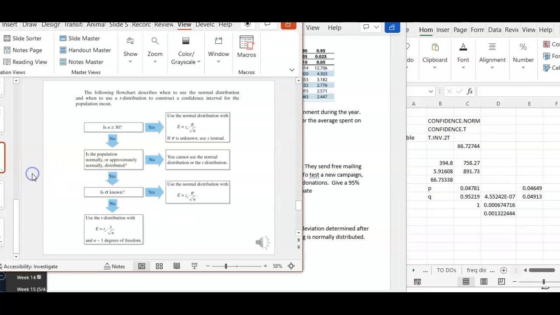So let's go to the flow chart to determine what we can use. Is n greater than or equal to 30? Well, n is our sample size. Our sample size is 5. We grabbed information from 5 visits to the gas station, so no, it is not greater than or equal to 30. Is the population normally or approximately normally distributed? We're told in the question that miles per gallon is normally distributed, so the answer is yes. Is a population standard deviation known? No, it is not. We have a sample standard deviation, so the answer is no. So we fall down here, and we're going to use the t-distribution.